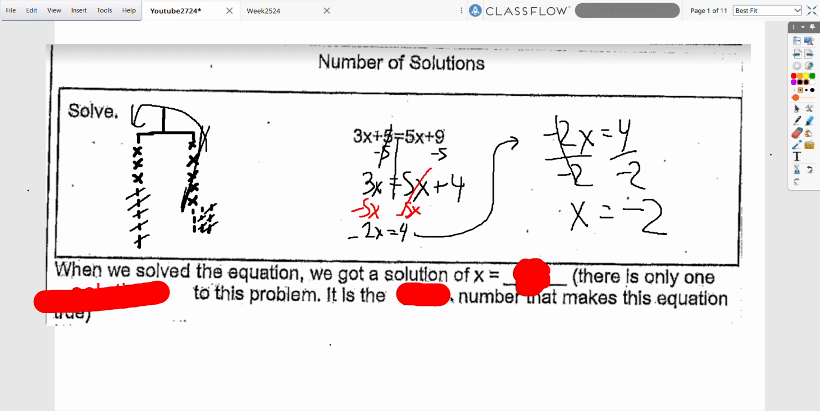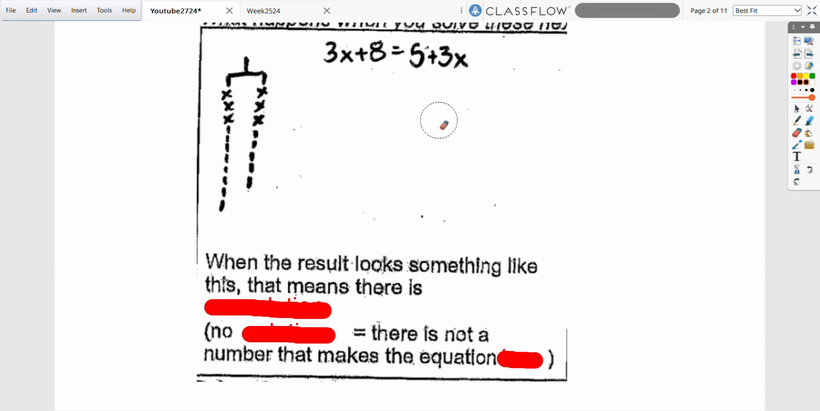So when we solve this equation, this was the only solution. It was the only number that makes this equation true. So everything we've been dealing with so far only has one answer. So what happens when we try to solve this one? We have 3x plus 8 equals 5 plus 3x.